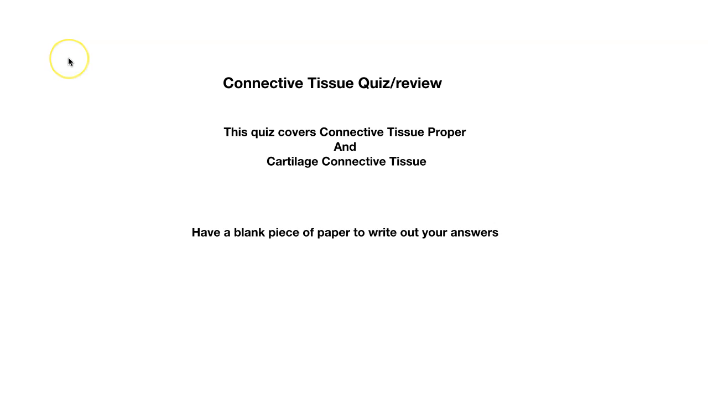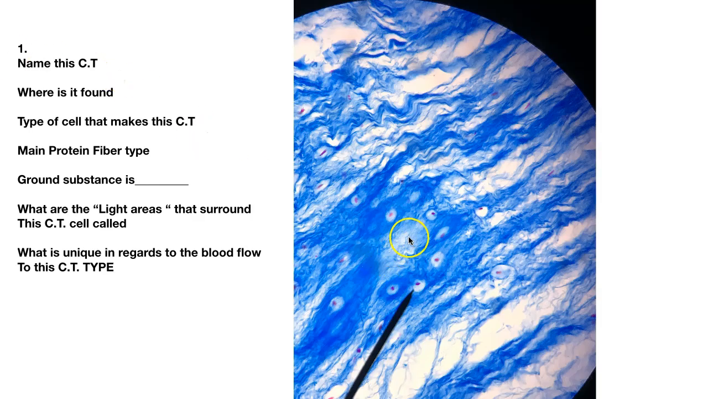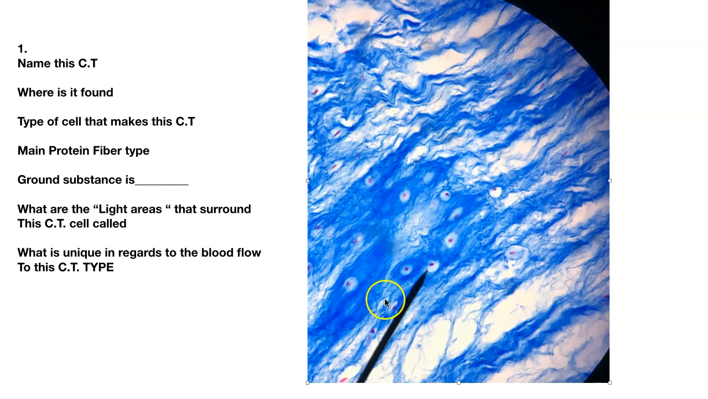So let's get started. These first 8 questions are going to have multiple questions, which just means you should know everything, every question I ask about a particular connective tissue. These are the things you should always ask yourself when you're reviewing. Number 1, you're looking at this connective tissue. What is this connective tissue? That is the first part. Write it down.